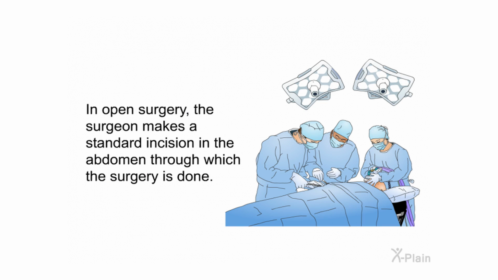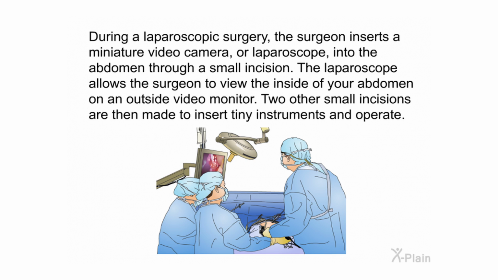In open surgery, the surgeon makes a standard incision in the abdomen through which the surgery is done. During a laparoscopic surgery, the surgeon inserts a miniature video camera or laparoscope into the abdomen through a small incision. The laparoscope allows the surgeon to view the inside of your abdomen on an outside video monitor. Two other small incisions are then made to insert tiny instruments and operate.